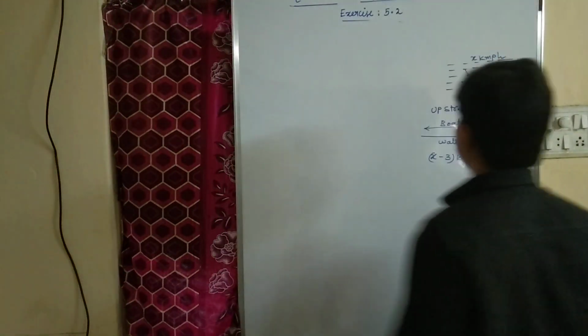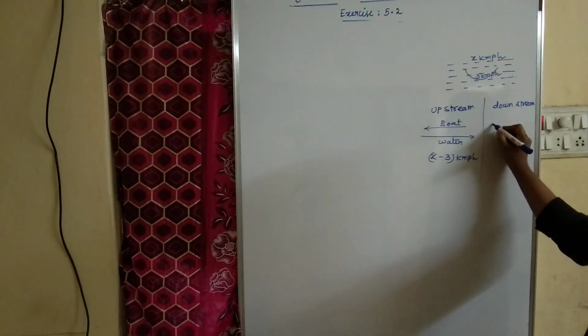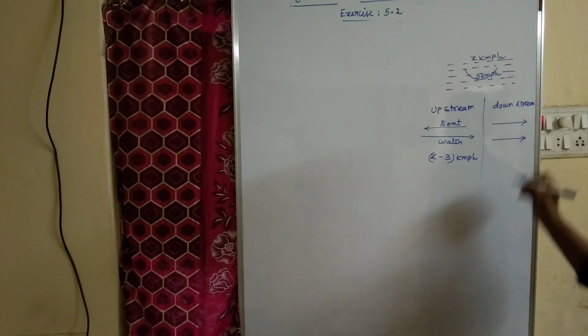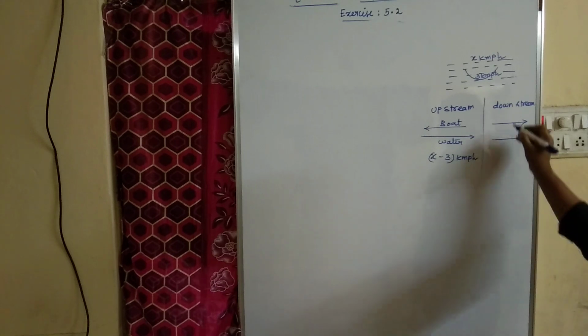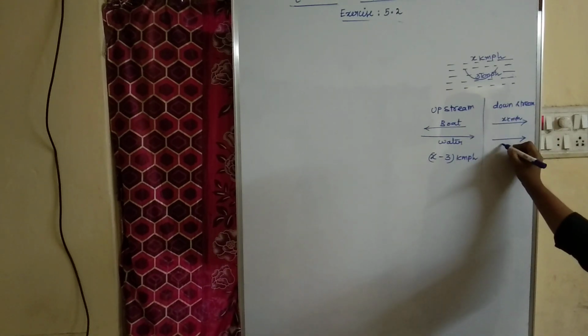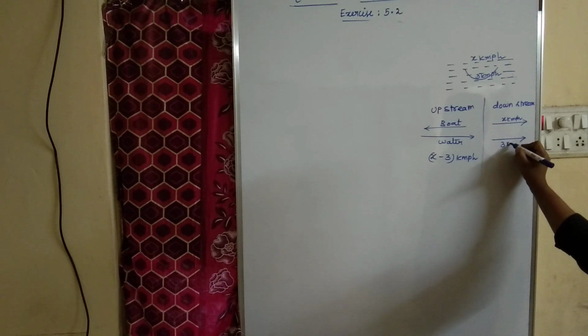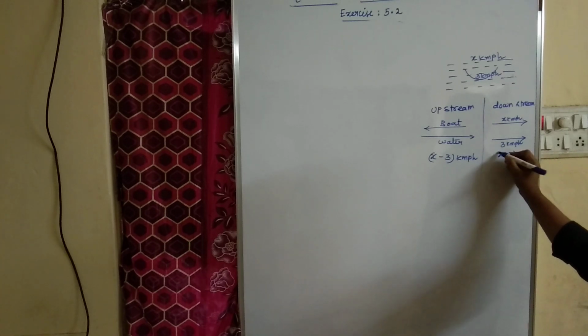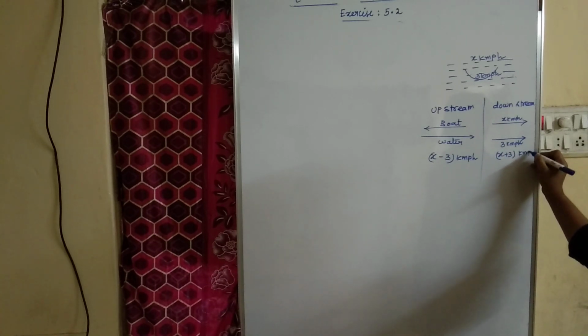Now coming to downstream. For example, water is moving in this direction. The boat is also moving in the same direction. Let the speed of the water be x kilometer per hour and the boat is given here as 3 kilometer per hour. In downstream, speed will be increased: x plus 3 kilometer per hour.